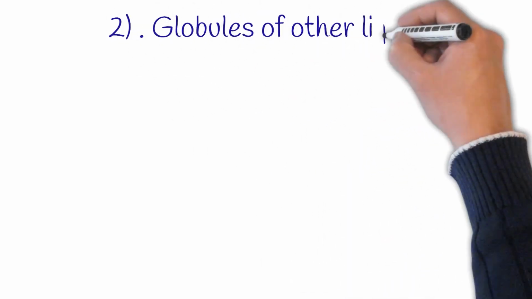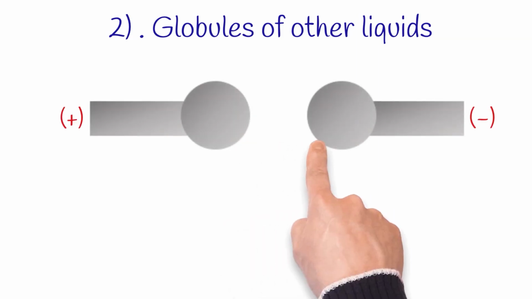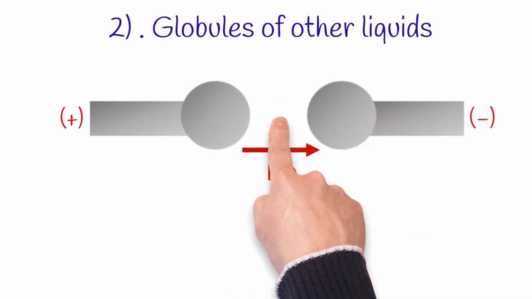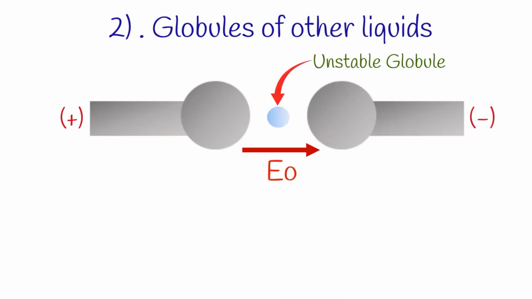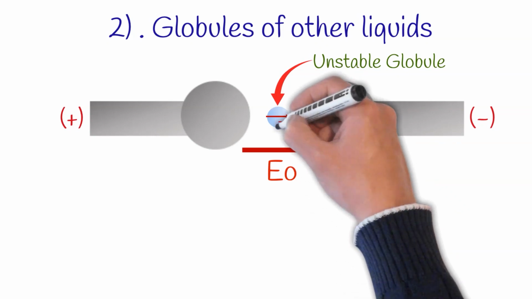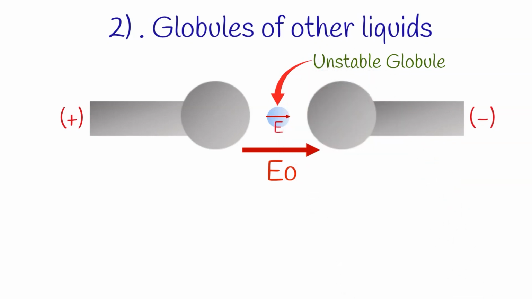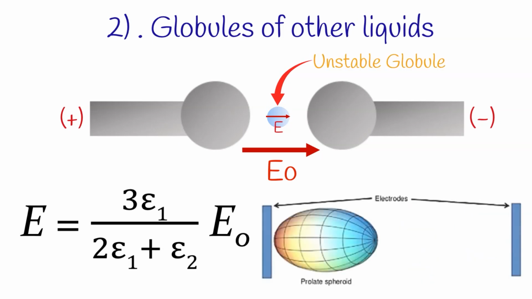Okay, now let's move on to the second category of impurities, which is the globules of other liquids. This type of impurities is unstable in the applied electric field. Let's consider a spherical globule of liquid appearing in between the two electrodes. Similar to the previous case, there will be an internal electric field inside the globule, and it is given by this equation. Then the electrostatic forces cause the globule to form an elongated spheroid.